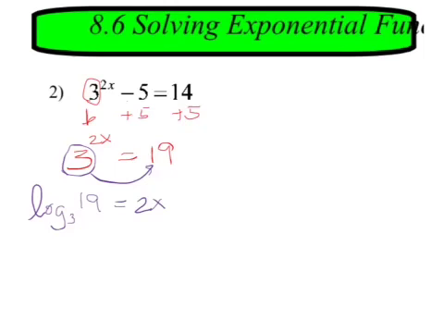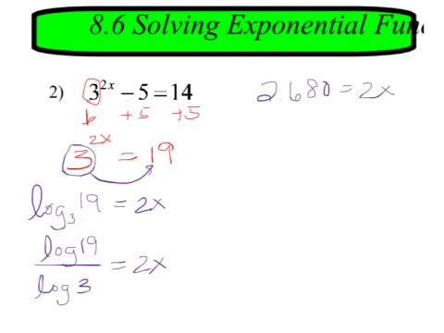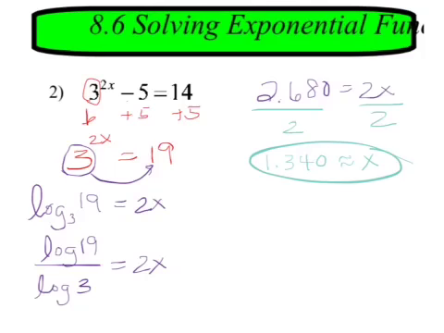Once I have it in log form, I'm going to use that change of base, log 19 divided by log 3, and I'm going to put it into my calculator, and I get approximately 2.680 equals 2x. And now here x is not quite alone, so I need to do one more step to get my x alone, and that is to divide away that 2. So ultimately I get approximately 1.340 is what x is approximately equal to.